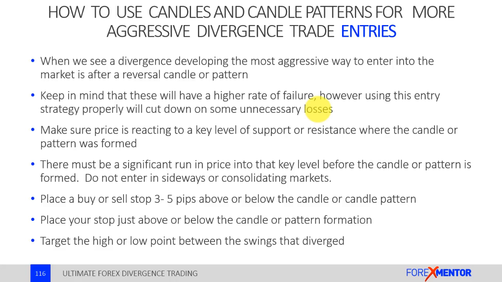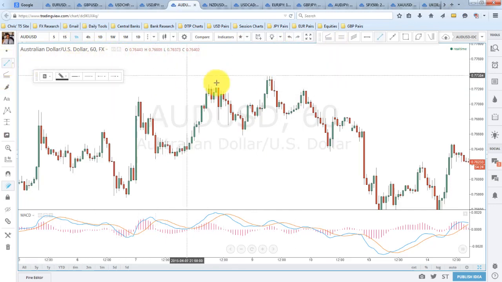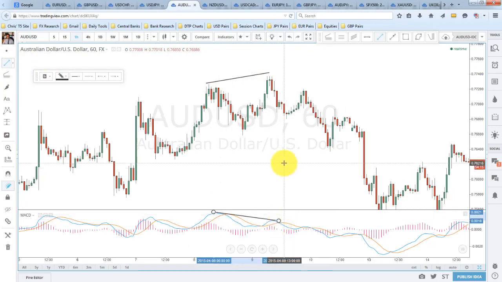So let's go ahead and have a look at some charts here and see how this can work in the real market. Here's the Aussie US dollar, and we're going to look right here at this divergence. We're going to assume that this is a level of resistance in the higher degree time frame because right now I don't have a way to actually show that. That's one thing you want to make sure before you enter into any trade. But we'll have price moving higher, we have the MACD here cycling lower, so we have our divergence.